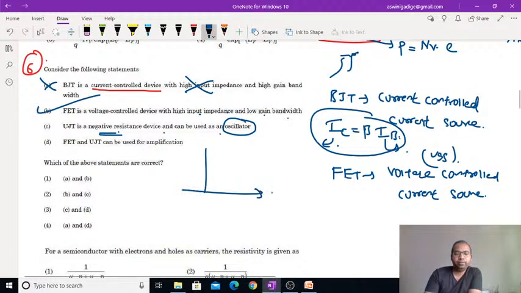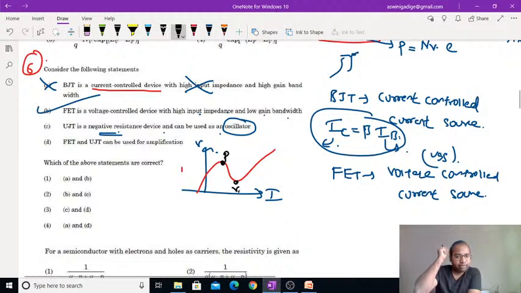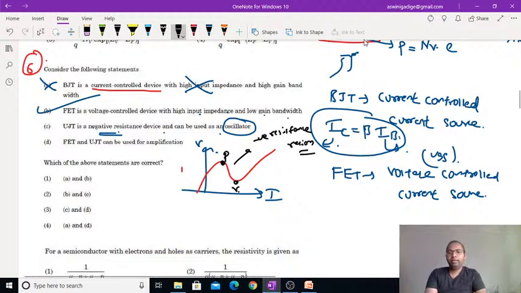Why? Because if you take the IV characteristics of the UJT, you will get the curve like this. Fine, you will get the curve like this, and it is the peak point and it is a valley point. Okay, so in between both these two, we are going to get the negative resistance region. And here UJT can be called as an oscillator. I mean, whatever the devices having the negative resistance region, they will be helpful to produce the oscillations.